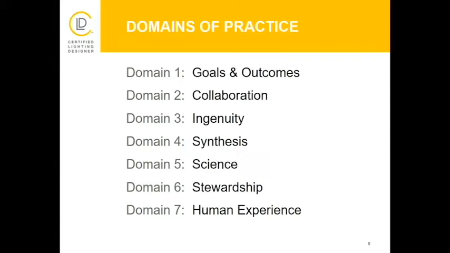So domain 1 is goals and outcomes. Clearly, when you're doing a design, you expect to achieve in your outcomes the majority of the goals of the client. You are expected to collaborate with goodness knows how many people in every job, because as a lighting designer, you get involved in some really complex building projects. And so making sure what you're doing fits in with everyone else is quite a complicated process.